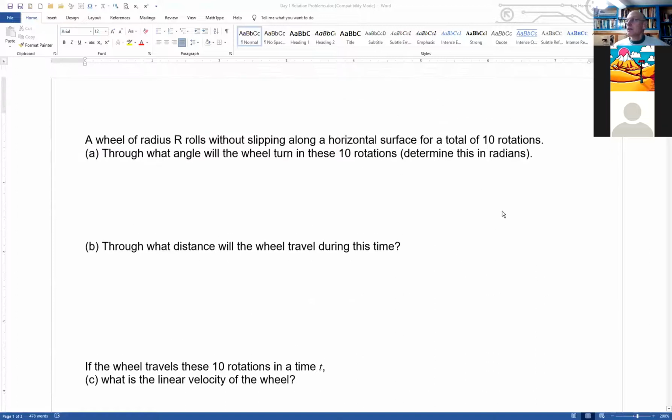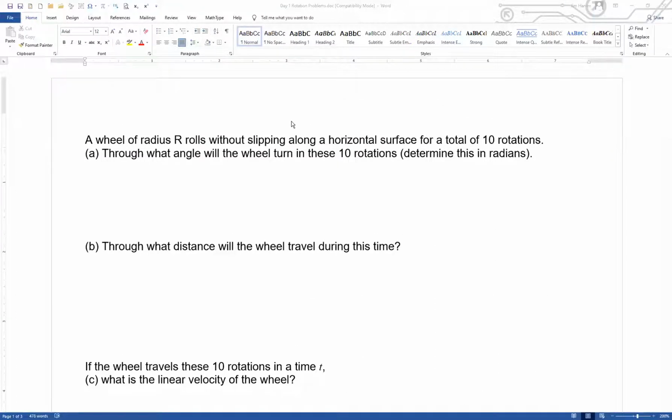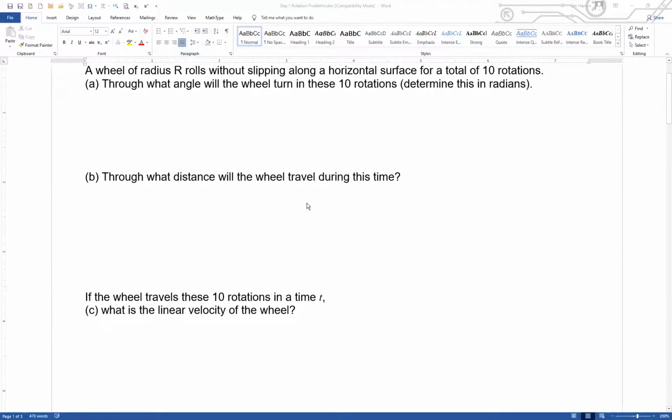Okay, well, let's get going on stuff. Today I want to start with solving some problems, but actually before I do that, I want to show you something here. This is the first page of the day one thing for rotations, the Word document that I put out. And it has some real simple questions, just considering a wheel of radius r rolling without slipping along a horizontal surface for a total of 10 rotations.